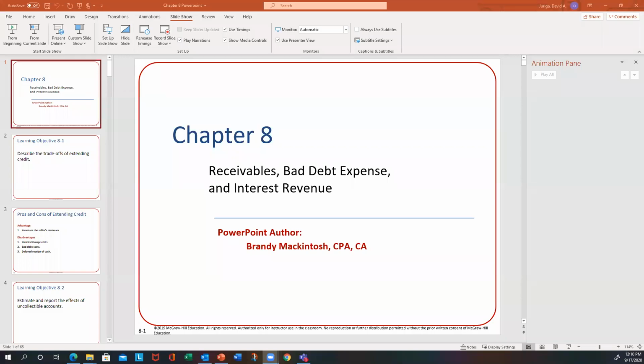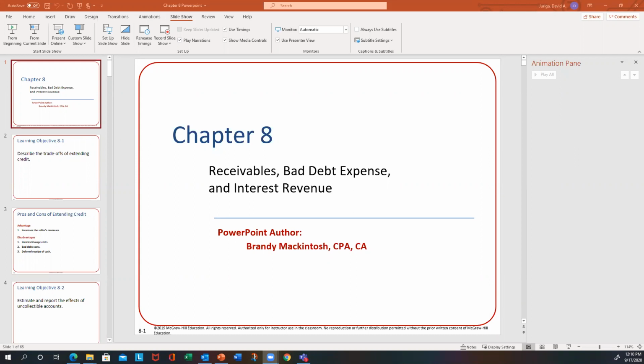All right, so in Chapter 8, we're going to be looking specifically at the balance sheet and accounts receivable and notes receivable. We're going to also be exploring how do you write off what they call a bad debt, and then we'll also show you how to calculate interest on the note receivable.